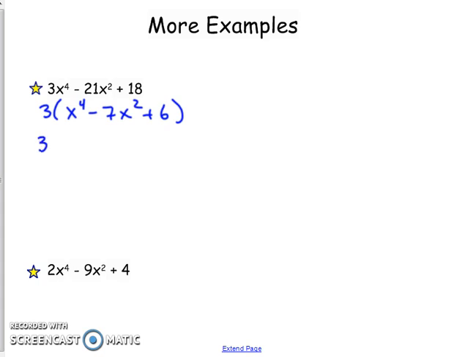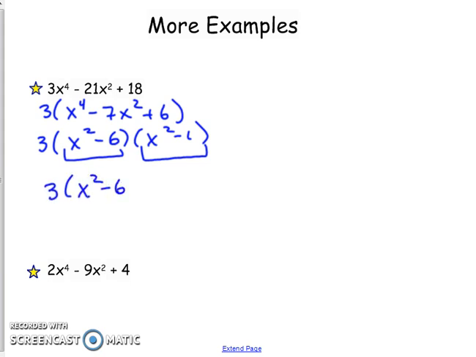So I'm going to keep the 3 on the outside. And I'm going to use negative 6 and negative 1. And if we look at that, difference of squares, I can't do difference of squares with x squared minus 6, since 6 is not a perfect square. But I can do it with x squared minus 1. So I'm going to keep the 3. X squared minus 6 stays the same. And this becomes x plus 1 and x minus 1.